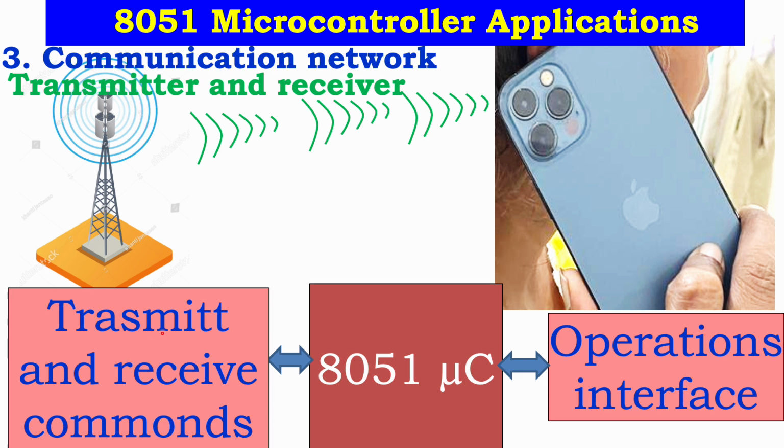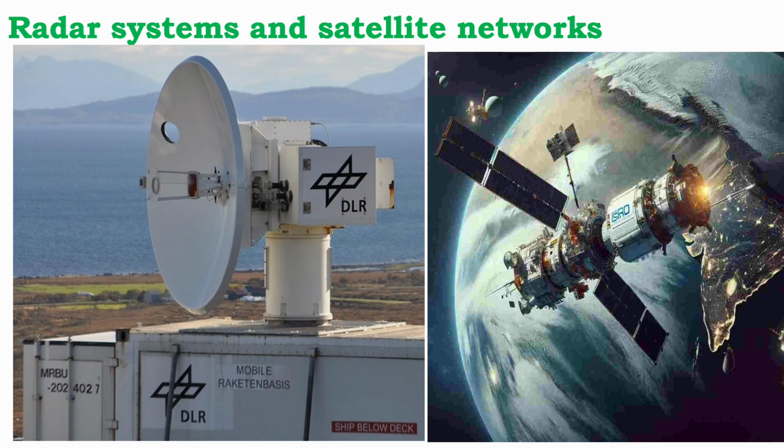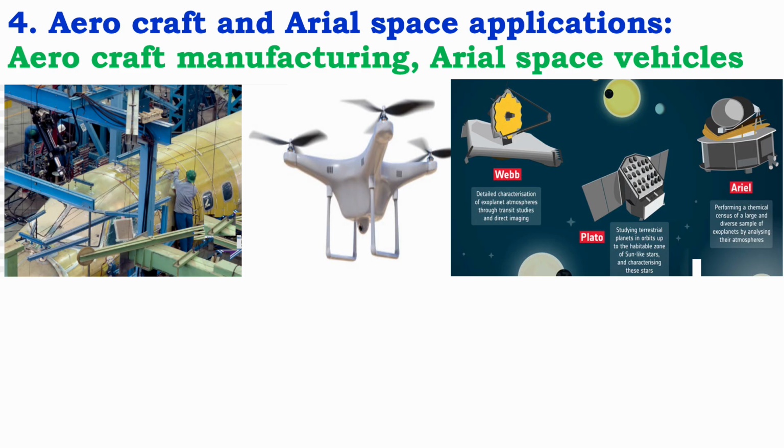So this is also done by the 8051 microcontroller. See, there are transmitter and receiver commands, TXD, RXD, like that. These commands synchronize all the operations; we can listen, we can record the voice and so on. So this is the communication network application. One more communication network is radar communication systems. Radar and satellite communication systems also widely use a number of microcontrollers.